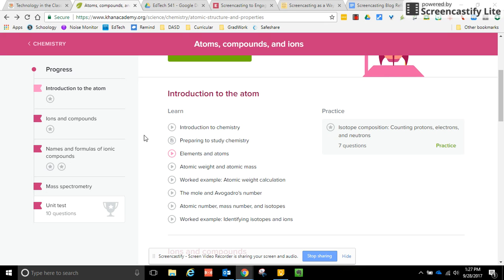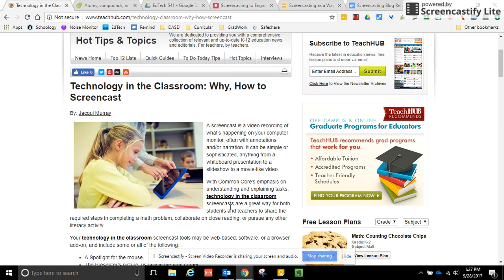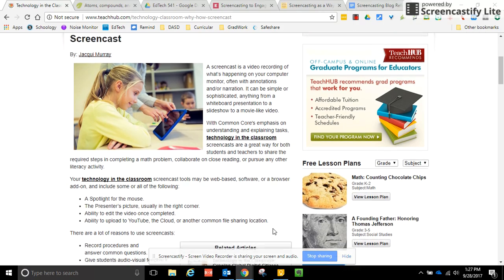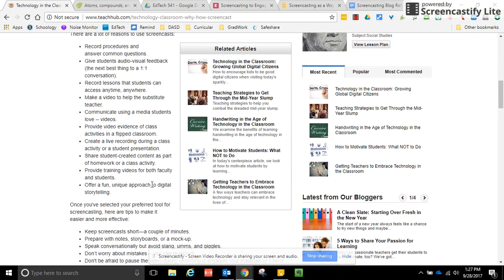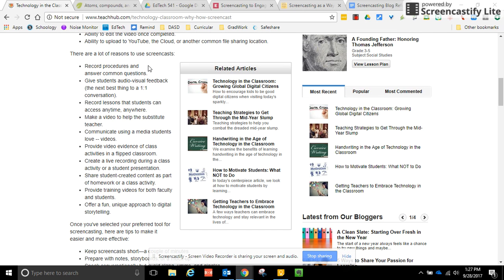The other thing that I try to do with screencasting is I try to keep them relatively short, and that's discussed in this article here. I believe it was this one. There's a lot of different ways that you can use screencasts. I've also used them for showing procedures.